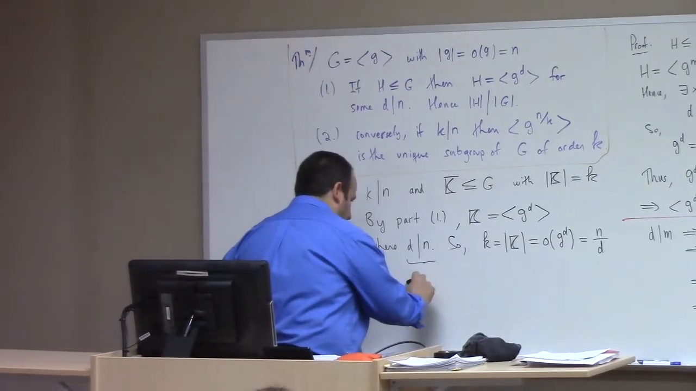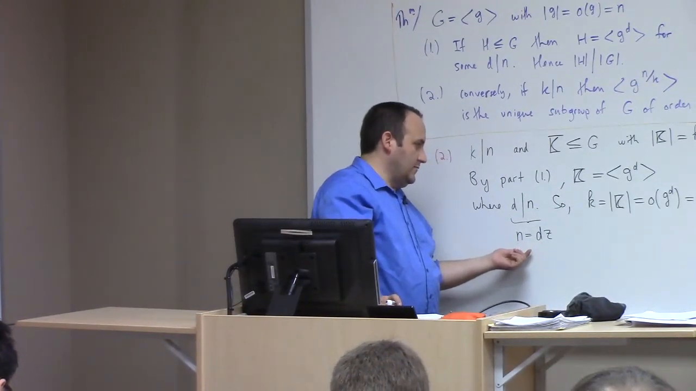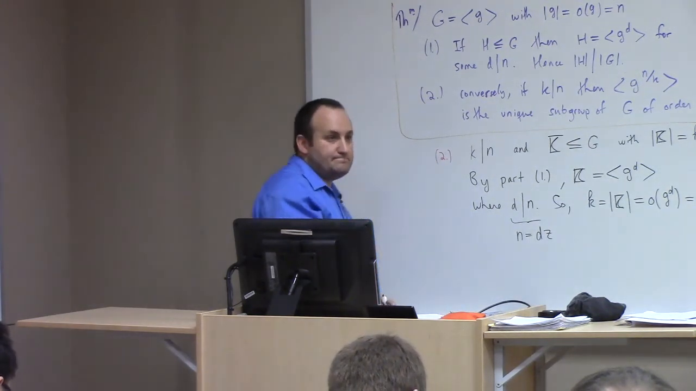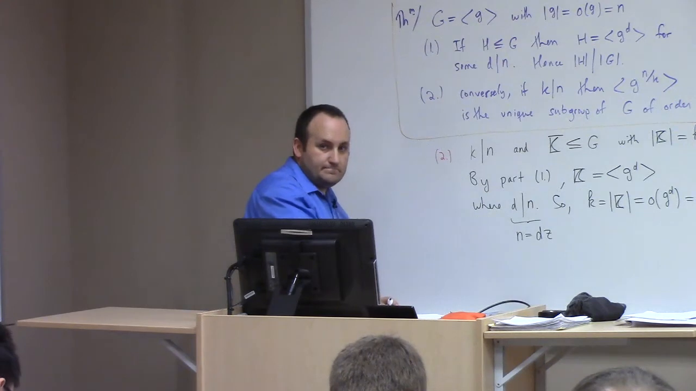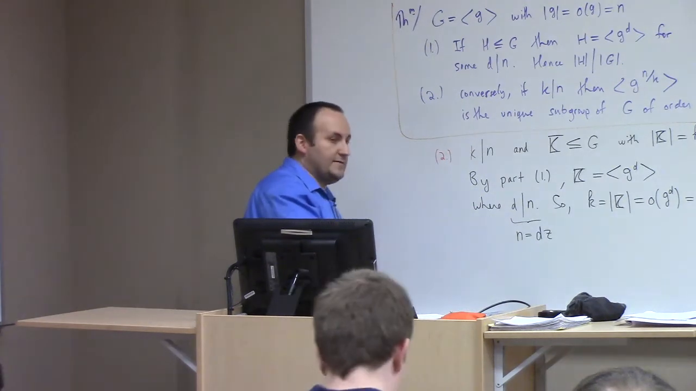Right. Oh, okay. So this means n equals dz. But why does z have to be k then? Is my question. And k is the order of the subgroup we're looking at, right?